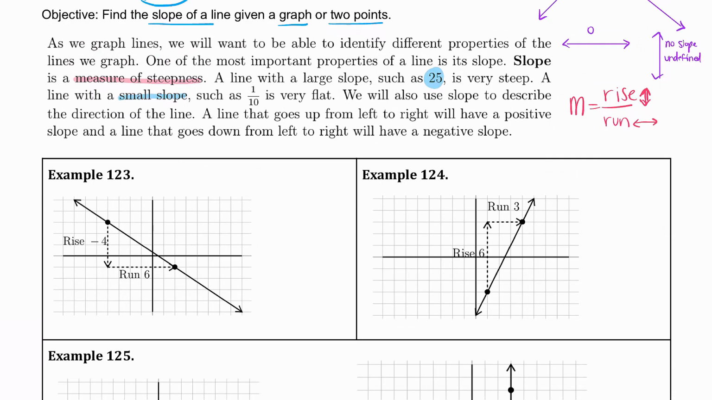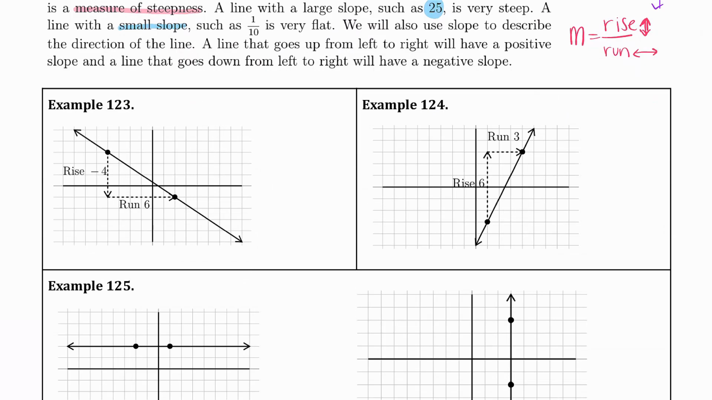Okay, so you can see that shown here in example 123 and 124. And a lot of times we'll draw, I call it a slope triangle to help us see our rise and run. I always start with our left point and move vertically first. So in this case, we move down, and we move down 4, so our rise would be -4. And then we run, we move horizontally. We move to the right 6, so that means our run is +6.